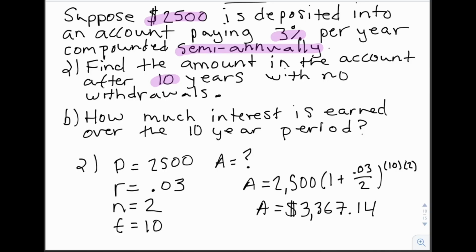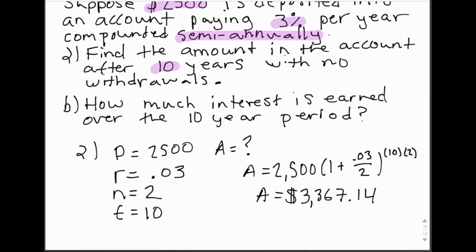Now, B asks us how much interest is earned over the 10-year period. So, in order to answer this question, we know that our dollar amount after 10 years was this $3,367.14. So in order to find out how much interest we earned over the 10-year period, we can go ahead and take this amount after the 10 years and then subtract what we initially put into our account. So let's go ahead and look at part B here.